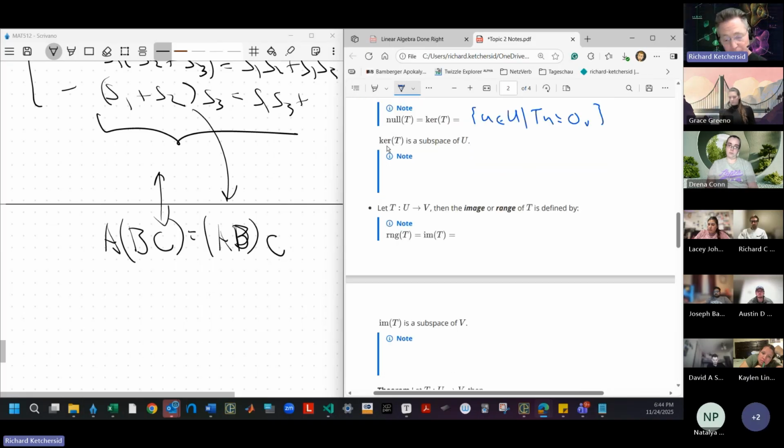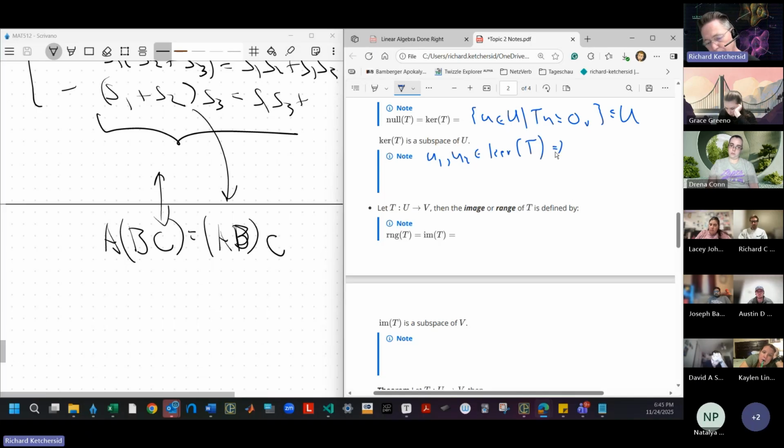Is this a subspace? It is a subspace. How do you prove it's a subspace? What do I have to show? It's definitely a subset of U, right? So how do I show it's a subspace? Well, it has addition and multiplication because it inherits those from U. So when we're doing subspace, we need to show closure, right? So I need to take two things in here. I take u1 and u2 in the kernel. Again, I use kernel and null space interchangeably, same thing.